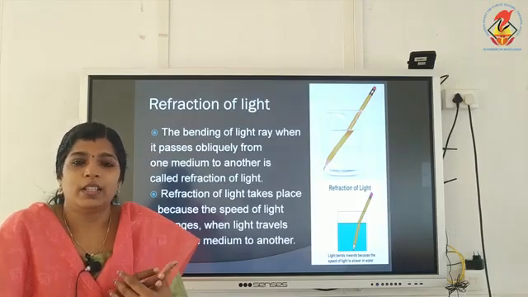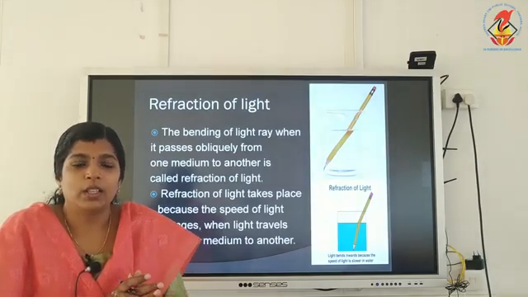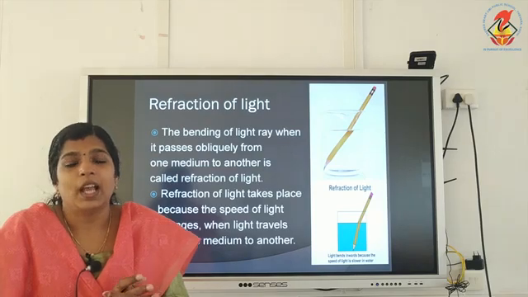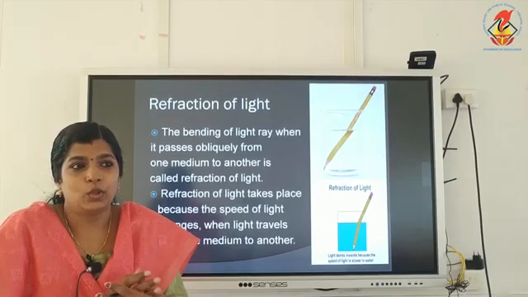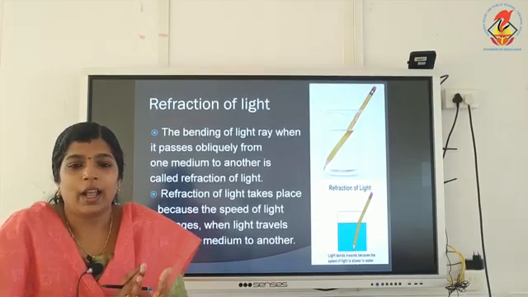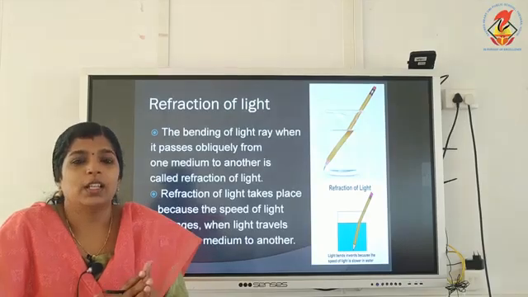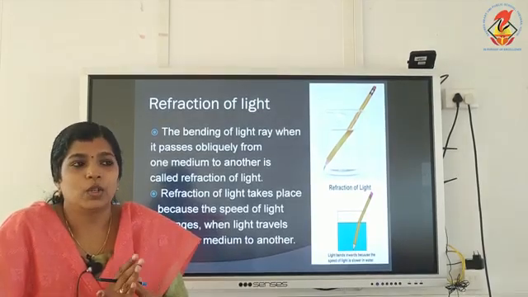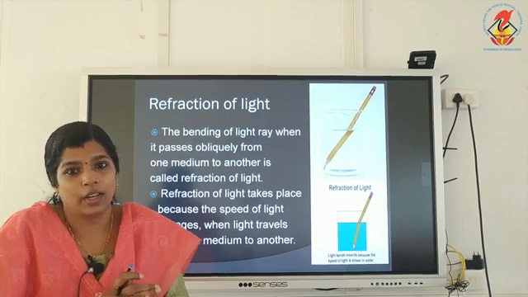When light travels from one medium to another, there will be a bending at the surface of the two media. It means when two mediums are in contact, at that surface there will be a bending of the light ray. That is known as refraction of light.